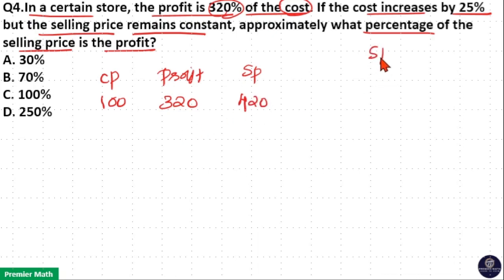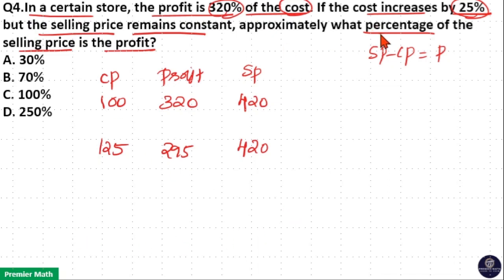That is SP minus CP is equal to profit. Now the cost increases by 25%. That is 100 plus 25, 125. And the selling price remains constant, that is selling price remains constant means 420 itself. Now if cost increases by 25%, profit is equal to 320 minus 25, that is 295. Or you can subtract 125 from 420. 420 minus 125 is equal to 295.